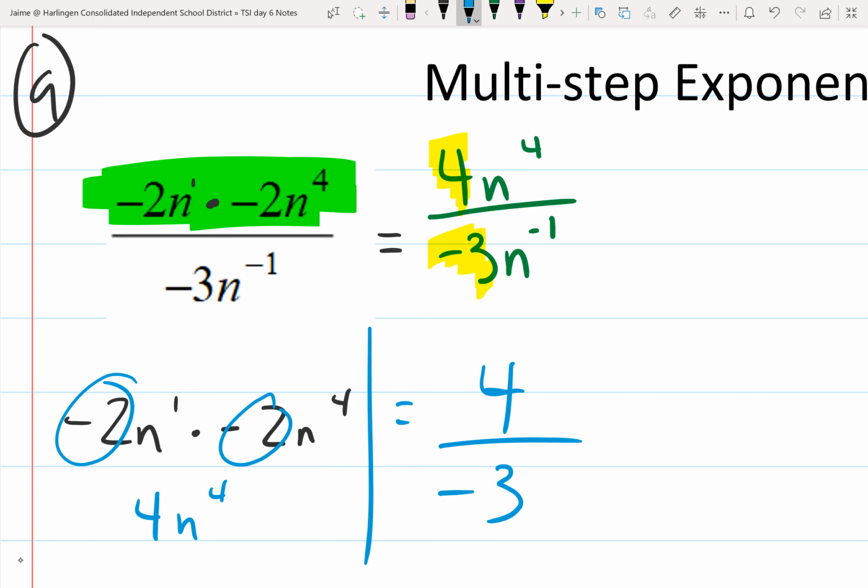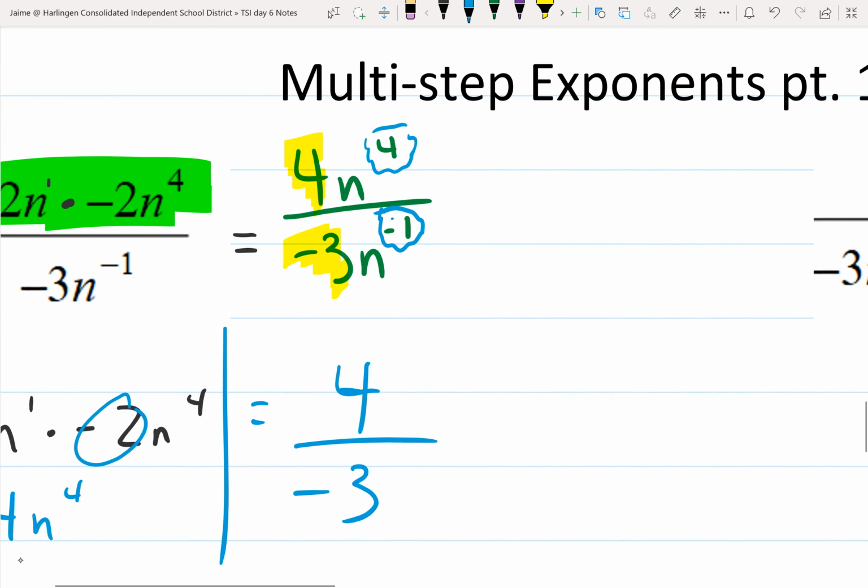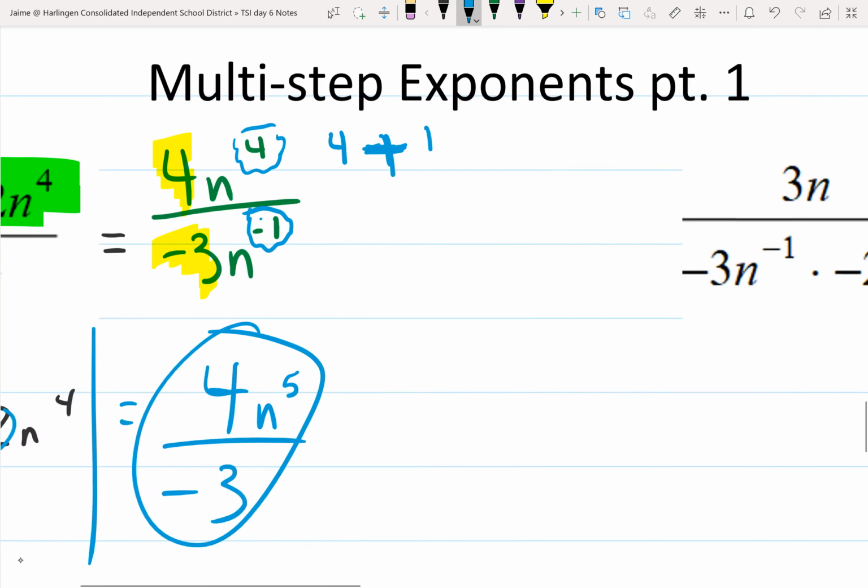Now the n's. What do you do with this 4 and this negative 1? When you divide, what do you do with those numbers? You subtract. The top number is 4 minus the bottom number. What's the bottom number? A negative 1. So it's 4 minus, because that's what you have to do. You have to subtract the bottom number. The bottom number is negative. So 4 minus a minus 1. The 2 minuses turn into a plus sign. So 4 plus 1 is 5. So we have n to the 5th power. And that is your answer.